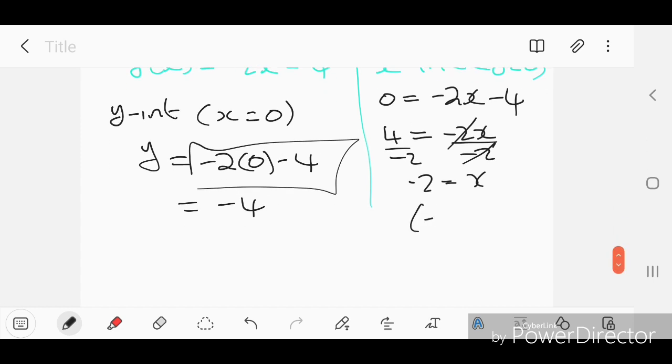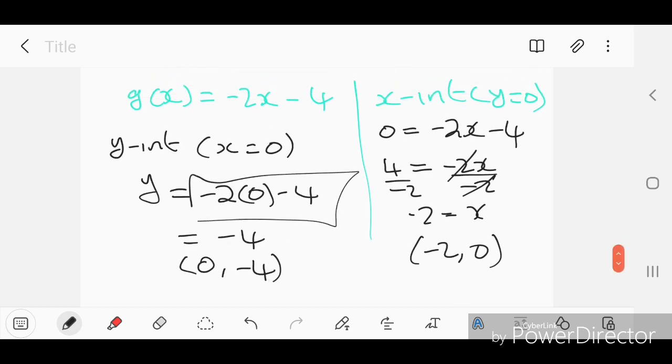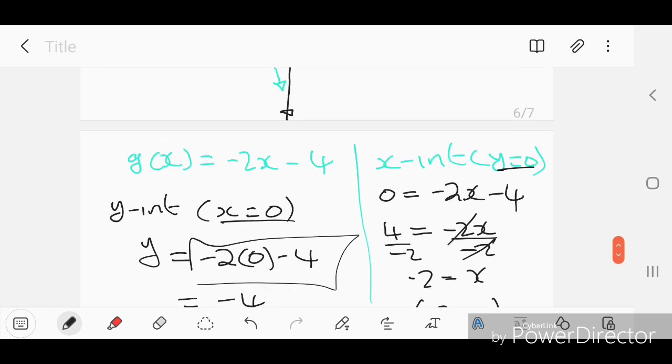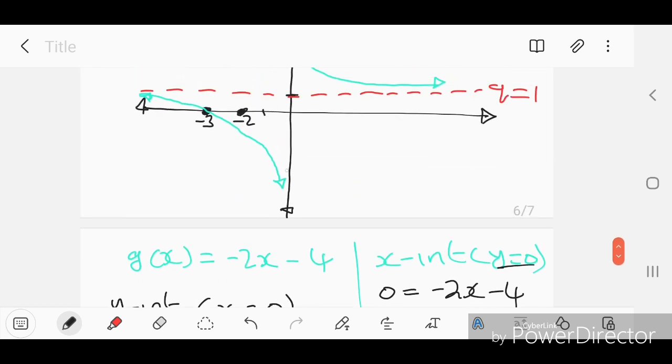So in coordinate form, this is (minus 2, 0) and here is (0, minus 4). Remember, here we made y 0, that's why we put 0 here. Here we made x 0, that's why we put 0 there. Now, my x is minus 2. Minus 2 is here. And then my y is minus 4. So minus 4 will be somewhere there. This is it.